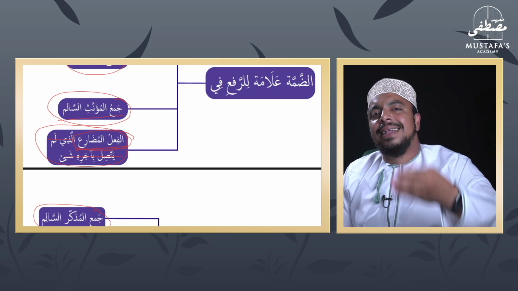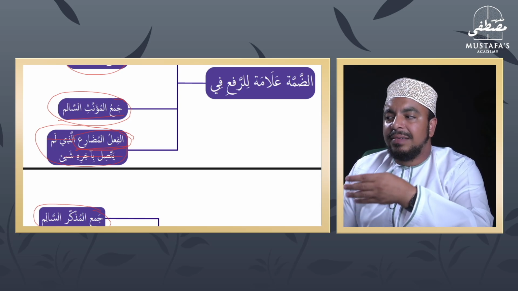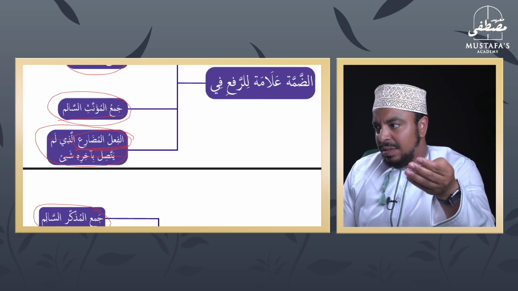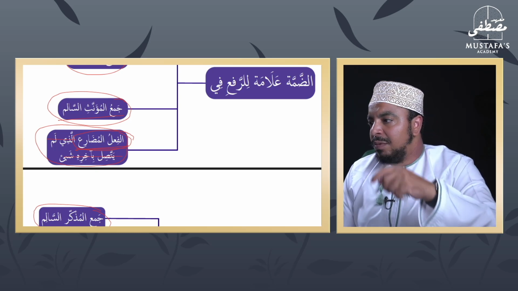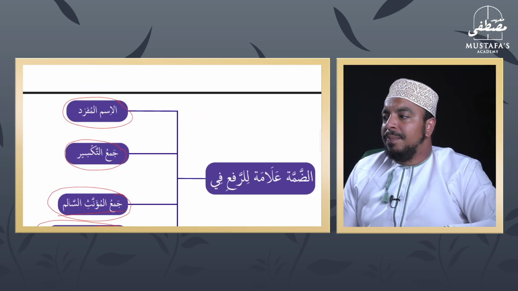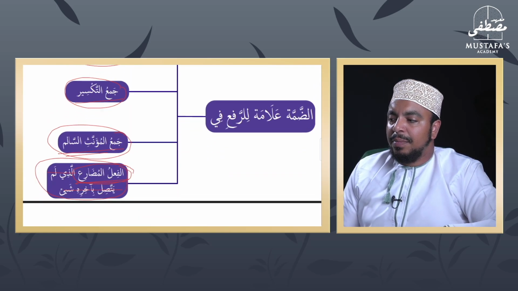It should end with a clear sign, right? And even if it does, we still use the assumption of the haraka being there. Okay, we still use the assumption of the haraka being there. Naam. الاسم المفرد، جمع التكسير، جمع المؤنث السالم.